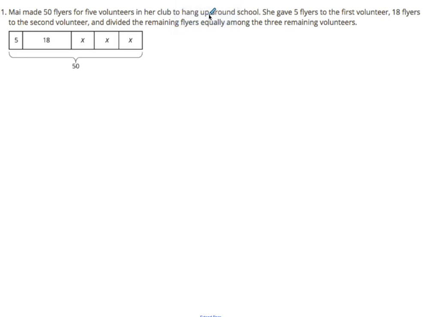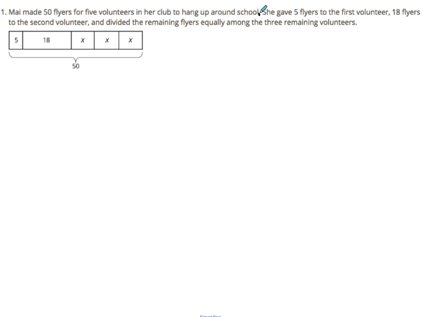Beautiful. If we have a word problem, I think the best thing for you to do is read it twice. First time, just read it once to yourself so you get an idea. Now let's read it the second time around, but let's pause at the first period. Another volunteer to read just the first sentence. May made 50 flyers for 5 volunteers in her club to hang up around school. Period. Stop right there. Let's dissect this.